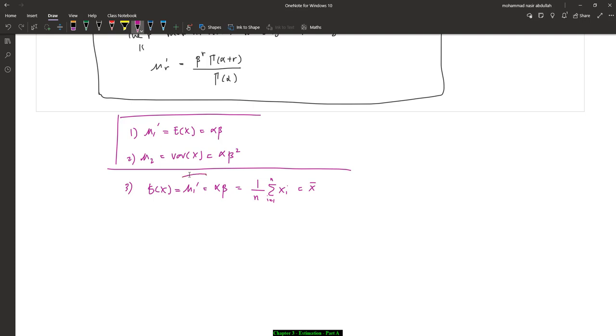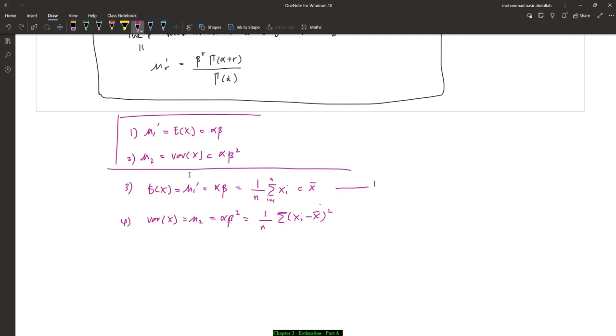Basically we want to equate this one and this one, right. Write everything down for our understanding. And the second one is step number 4, variance of x equal to mu 2 equal to alpha beta squared, which is also equal to 1 over n summation of xi squared. Sorry, this is a summation of xi. This is a population standard deviation, which is equal to summation of xi minus x bar squared.